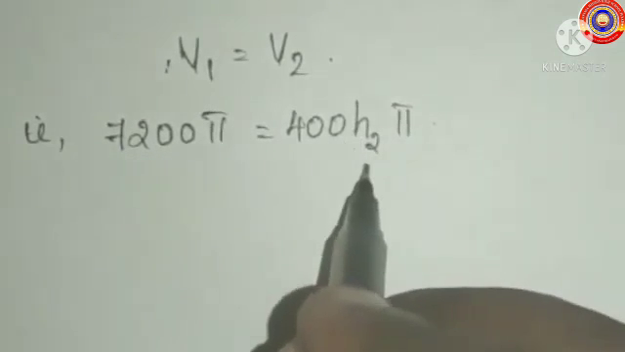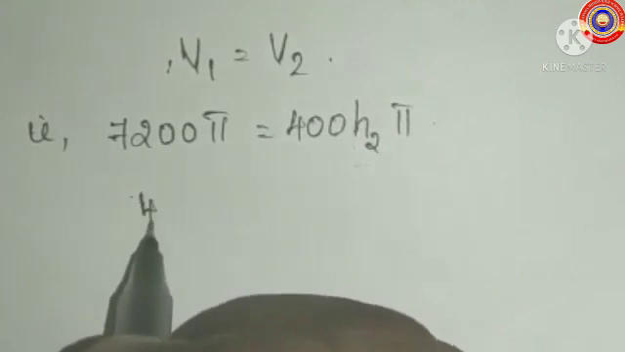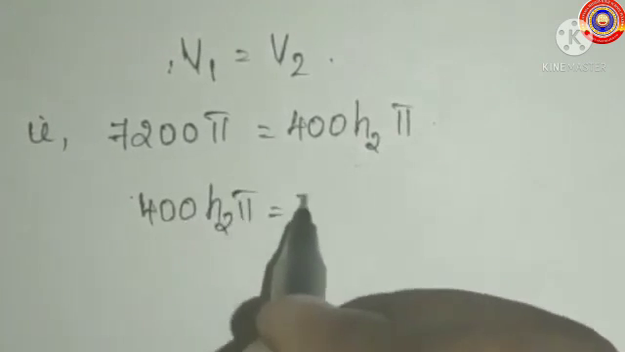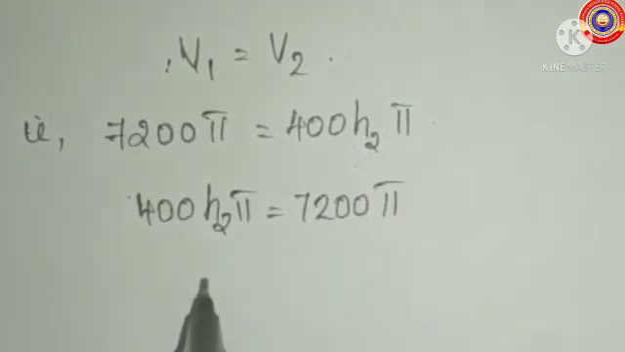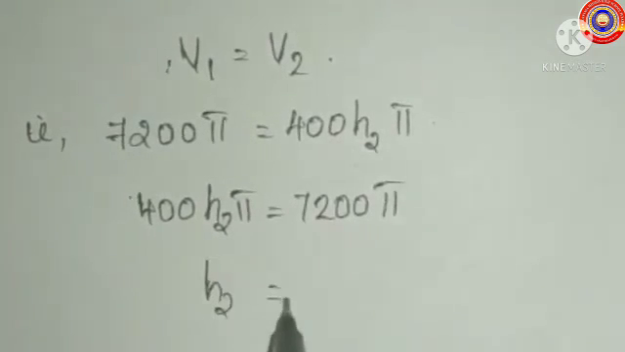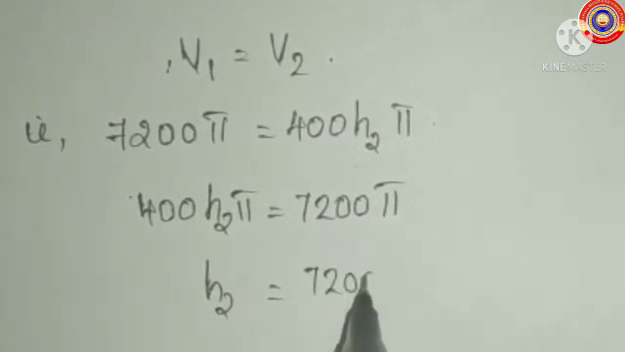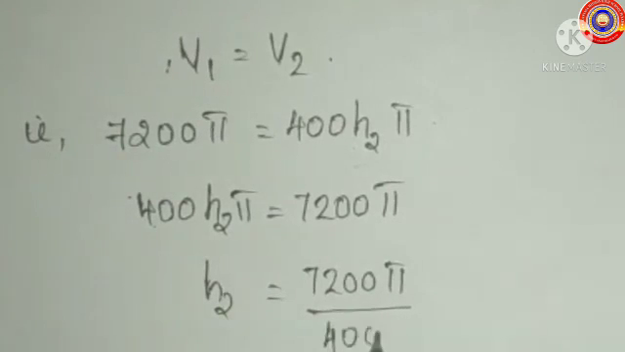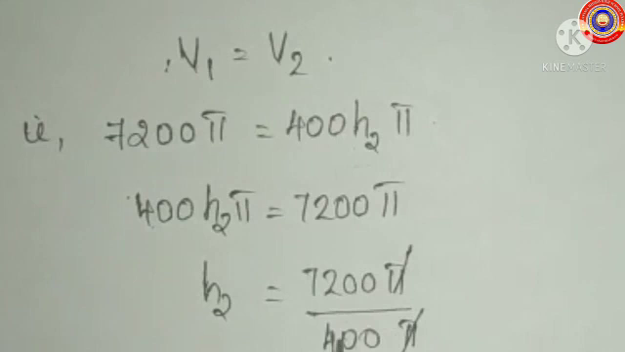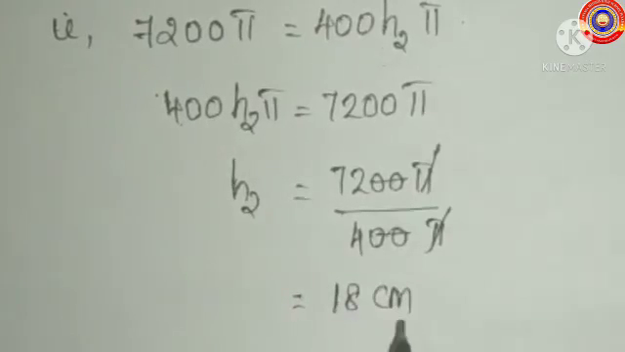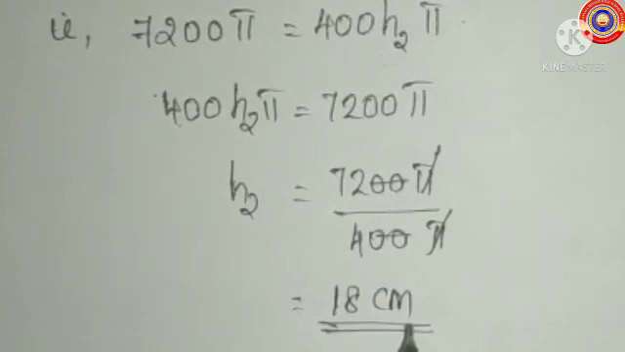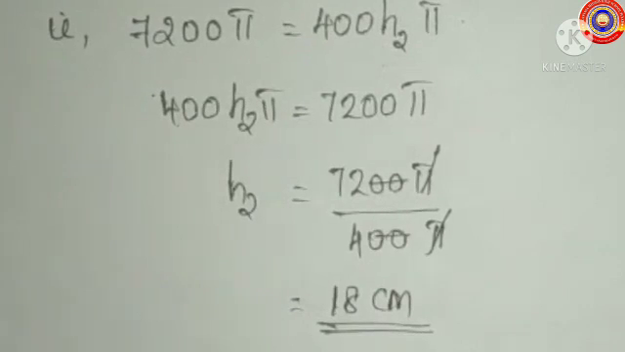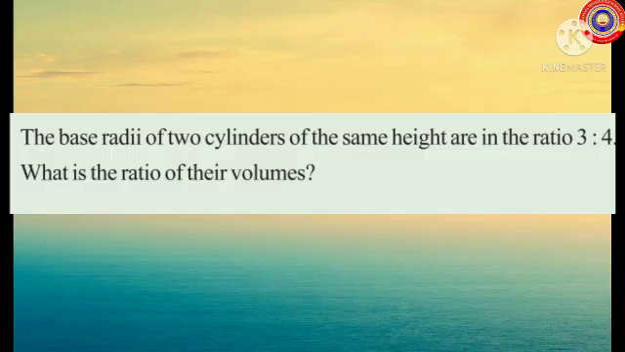We want to find H2, right? So we can write 400 H2 pi is equal to 7200 pi, interchanging the sides. Then how will you find H2? H2 is equal to 7200 pi divided by 400 pi. Then this pi and pi gets cancelled. These two zeros get cancelled and 72 divided by 4 is equal to 18 centimeter. That is, the height of the second cylinder is equal to 18 centimeter. Clear? Now let's move to the second question.